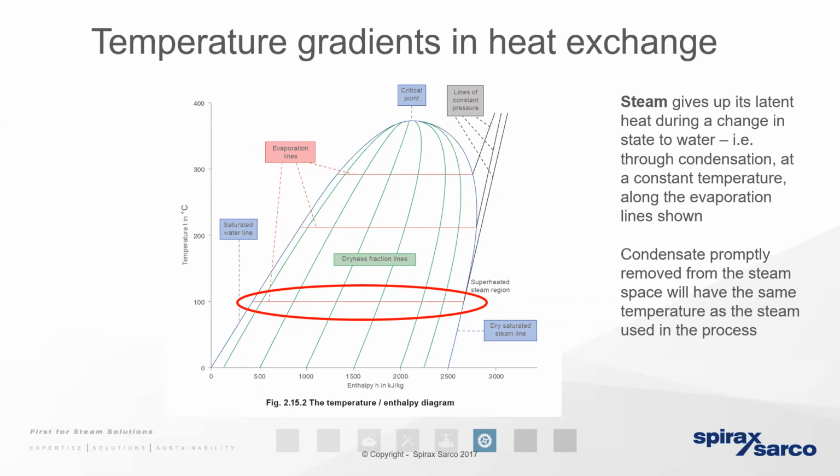So that means that we can't use the energy that remains. We can't use that sensible heat. We can't use that remaining 25% of the total heat energy for heat transfer purposes. There's simply not enough of it.